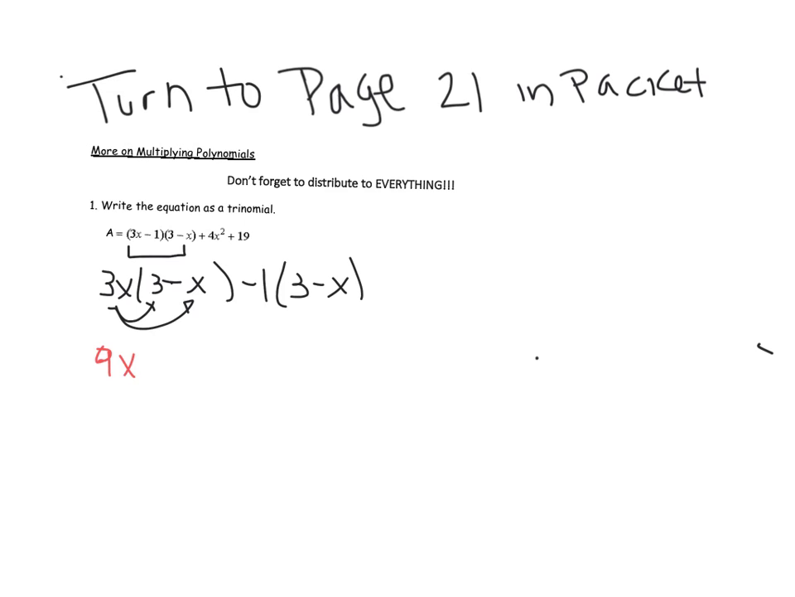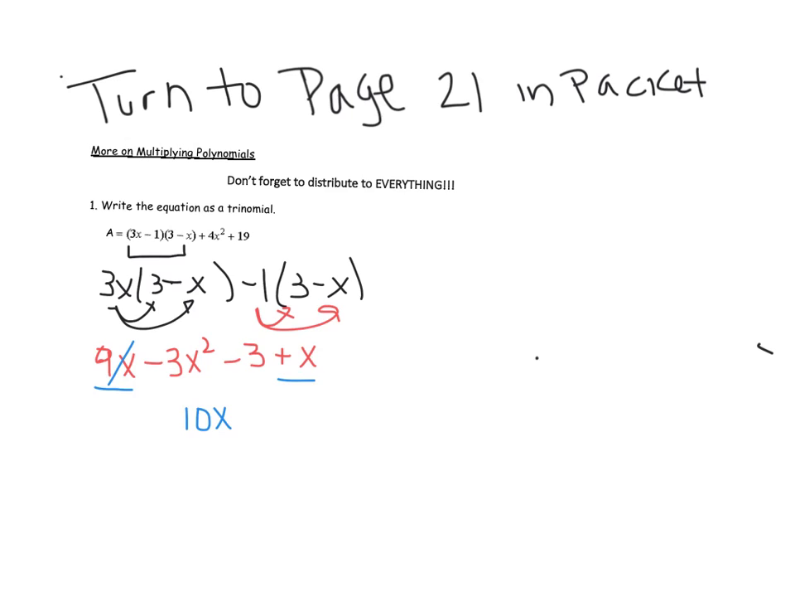Now we're going to distribute the 3x to the first parenthesis, so we're going to get 9x minus 3x squared, and in the second one we're going to distribute the negative 1, so we get negative 3, and we get plus x. We look and see if there are any like terms here, and we have a 9x and an x, which gives us 10x.